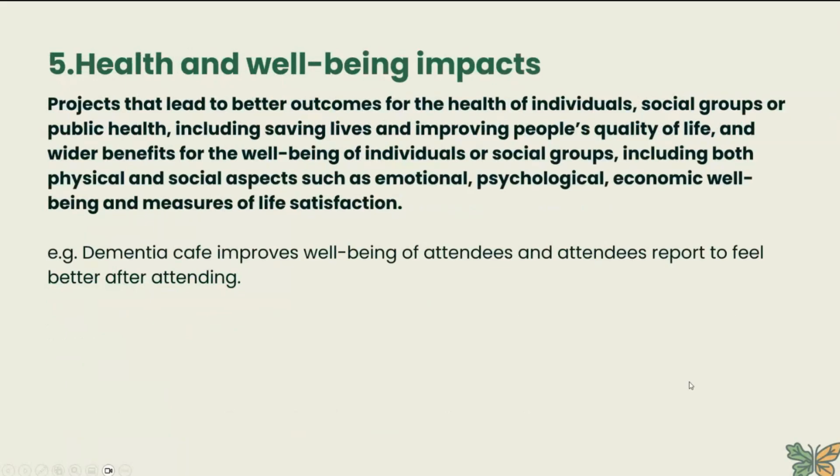Health and wellbeing impacts. So this will be a huge one for folks in the room right now. And this is about projects that lead to better outcomes for the health of individuals, groups, or public health as a whole. So this is including saving lives and improving people's quality of life, and the quality of life being a key thing for the Empowered Dementia Network, and wider benefits for the wellbeing of individuals and social groups, including both physical and social aspects, which include emotional wellbeing, psychological wellbeing, economic wellbeing, and measures of life satisfaction.